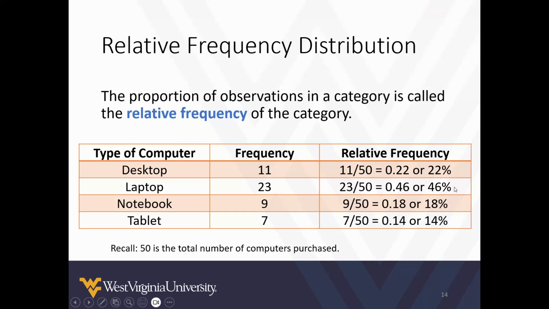So if we take a look at percentages, we can see that 46% of computers sold were laptops, whereas 22% were desktops, 18% were notebooks, and 14% were tablets. So if I am the manager of the store and I'm looking at ordering, I'm going to pay more attention to the percentages than perhaps to the frequency to know how many laptops, notebooks, desktops, and tablets I should order in the future.